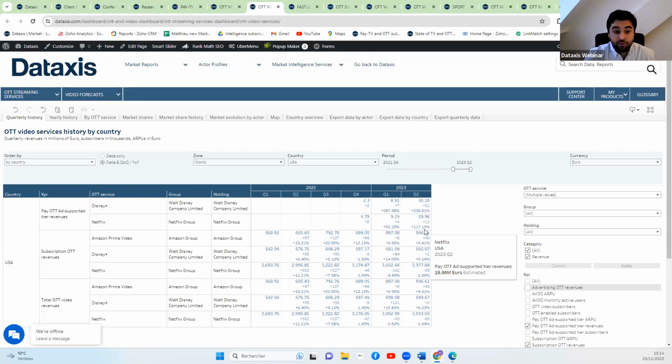This generated more revenues for the platform that launched the ad-tier supported subscription. What is also interesting to watch is that if we look at the total revenue of Netflix at Q2 2023, there is a decrease of the revenues, but we can say that this decrease has been tempered by the fact that they launched this offer.